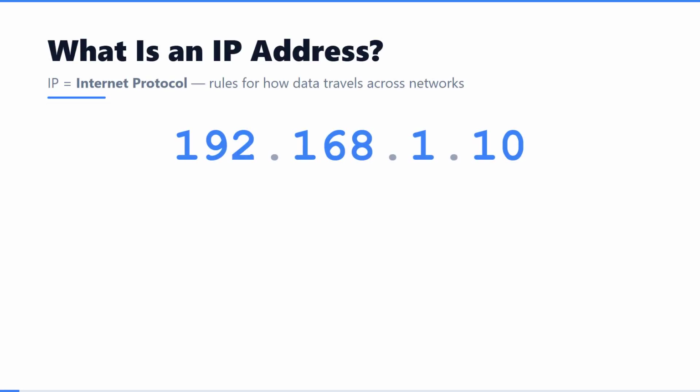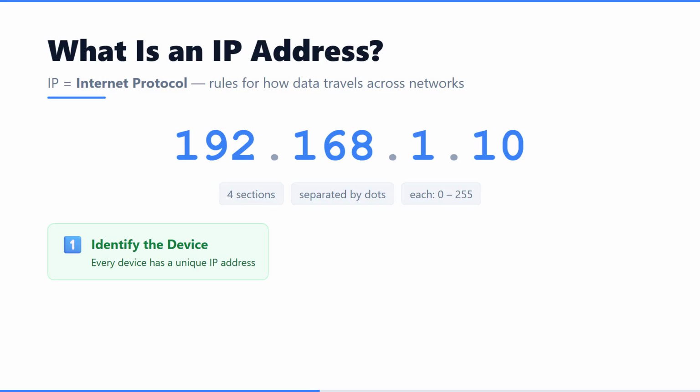The term IP stands for Internet Protocol. The Internet Protocol is a set of rules that governs how data travels across networks. An IP address is therefore an address used by this protocol to identify devices. There are two main functions of an IP address. First, it identifies a specific device on a network. Second, it indicates where data should be delivered.